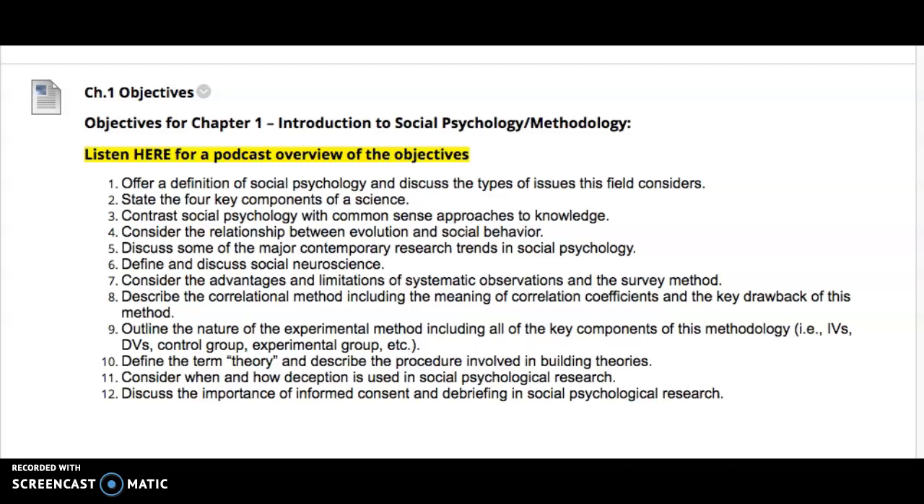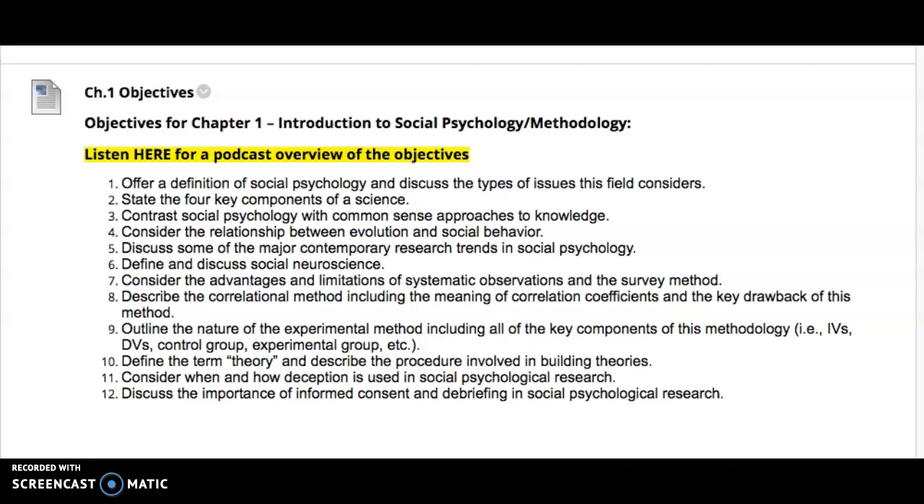Then we will turn to looking at developing our theories a little bit more and what kind of procedure is involved in building a theory. I have an idea about something that I'm thinking about researching. How do I develop that into something that I can tangibly measure in a study?